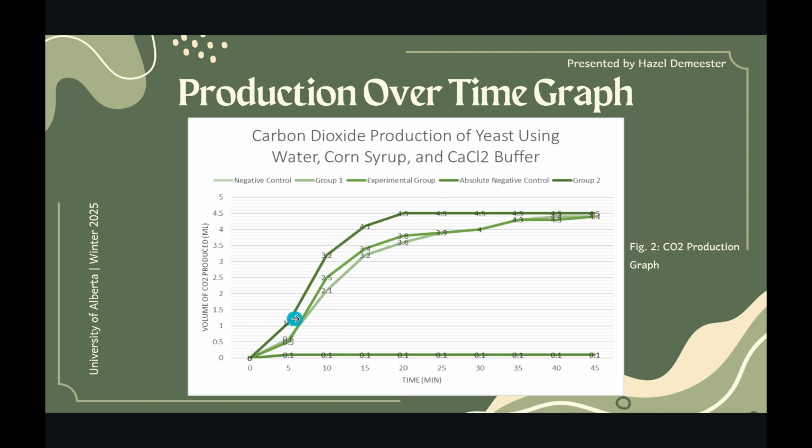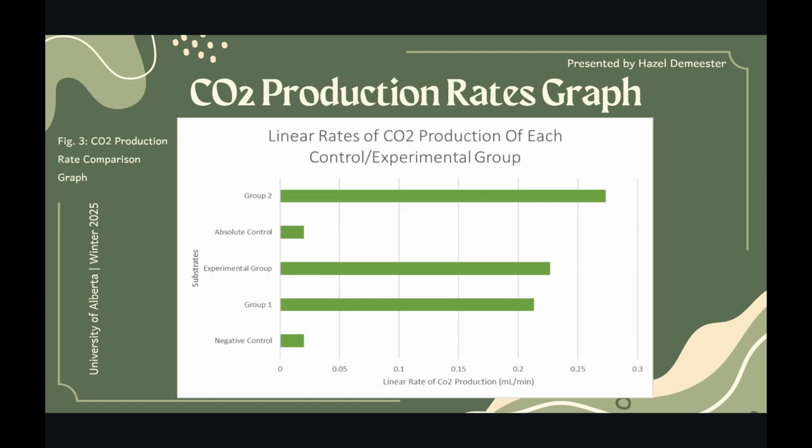But what did break my expectations was this group 2. As you can see, my group 2 has a larger volume of CO2 produced compared to my experimental group. My group 2 didn't have the enzyme. So when I saw this and calculated this, I was very confused. And when I confirmed my results with the linear rates of CO2 production, I found that group 2 had the highest amount of CO2 production compared to my experimental group. Although my experimental group has a higher production rate compared to group 1 and my controls, group 2 for some reason stood out and had the highest rate.